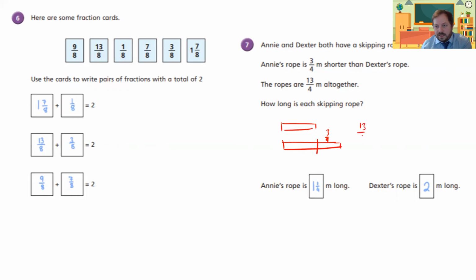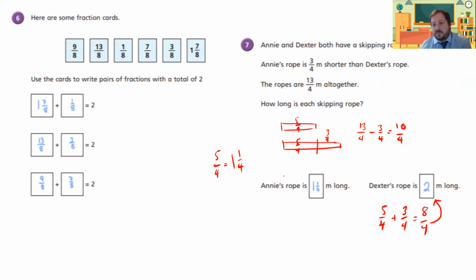So we take our 13/4 minus that 3/4, which equals 10/4, like that. And then we can know that we split it in half, so we've got 5/4 there, 5/4 there. So Annie has 5/4, which is the same thing as 1 1/4. And then Dexter has 5 quarters plus the 3/4, which is 8 quarters, which is the same thing as 2. Well done if you got number 7 right.